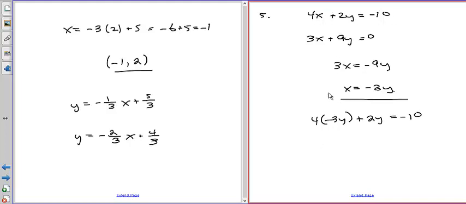So that's equation 1 with x substituted in as a function of y. So you get negative 12y plus 2y is equal to negative 10. Add these together, you get negative 10y is equal to negative 10. y is equal to 1.